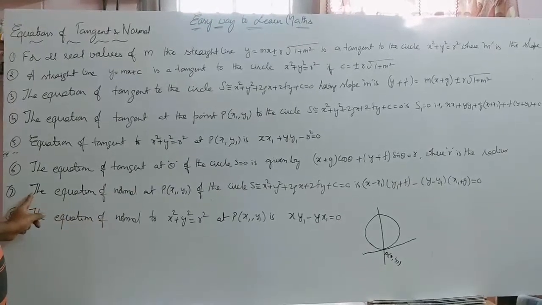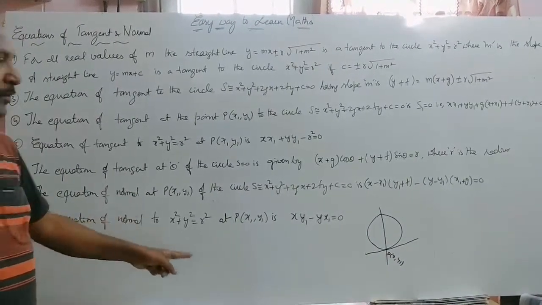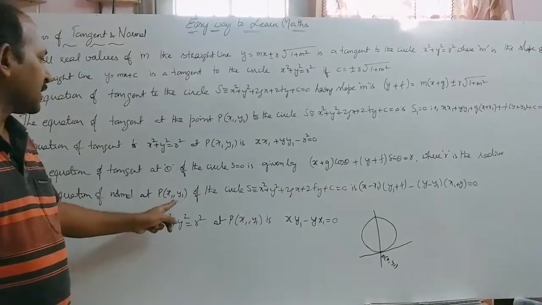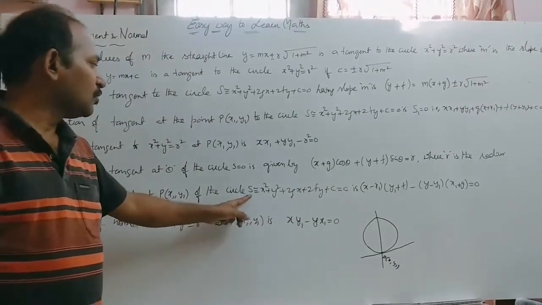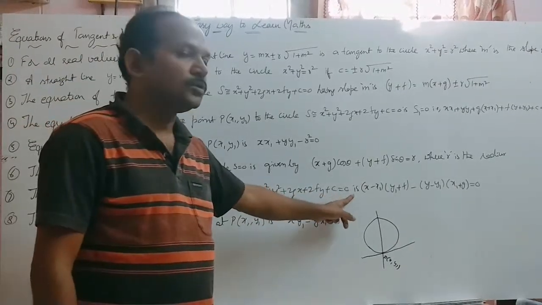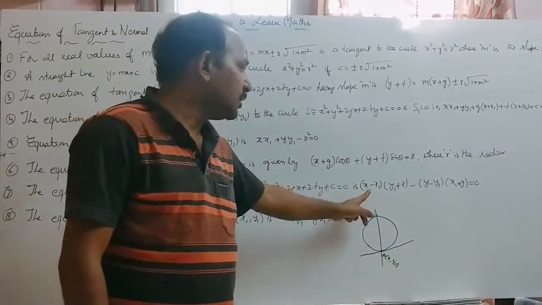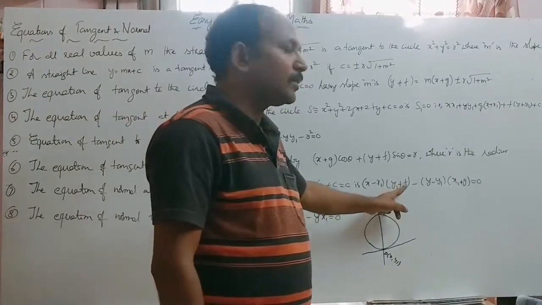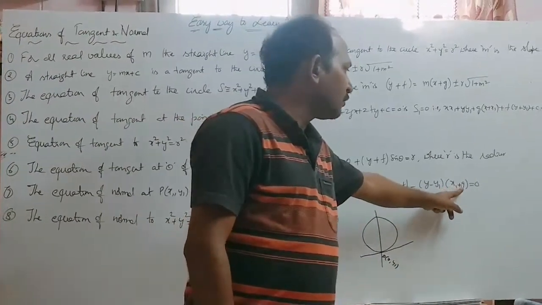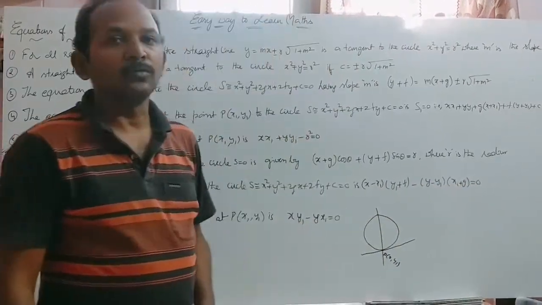Next, the equation of normal. The equation of normal at P(x1, y1) of the circle S = x² + y² + 2gx + 2fy + c = 0 is, here the formula is (x − x1)(y1 + f) − (y − y1)(x1 + g) = 0.